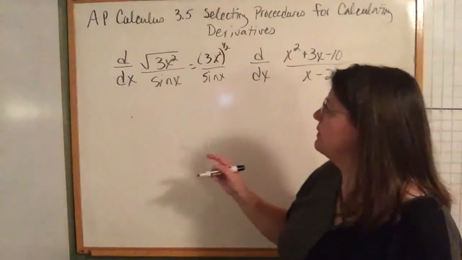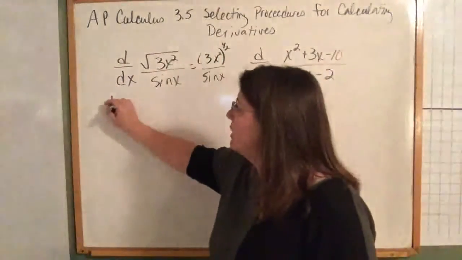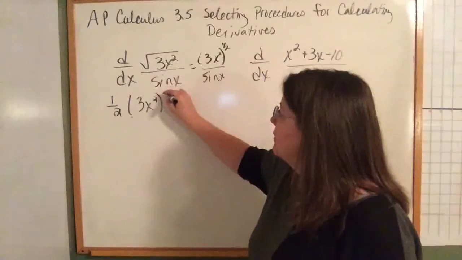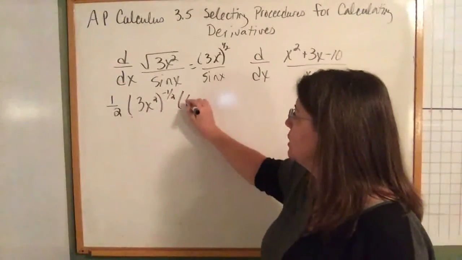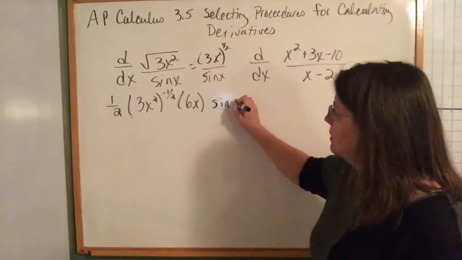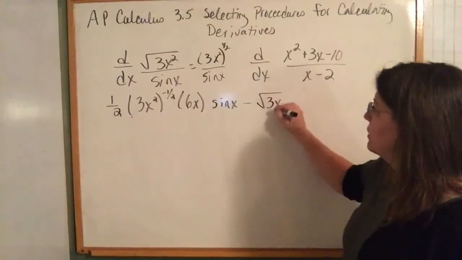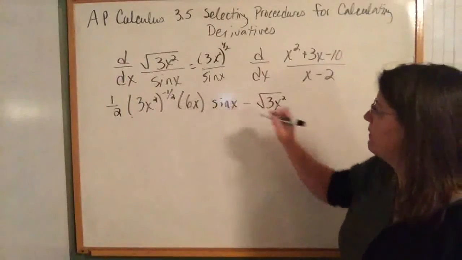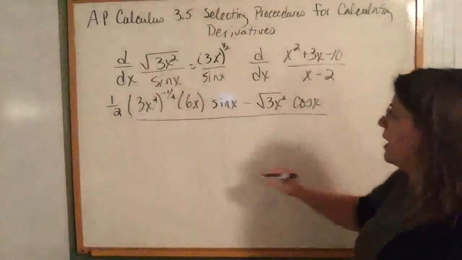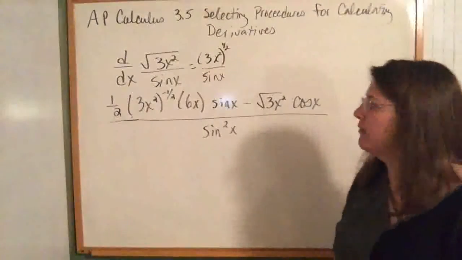So that's going to make things a little more complicated. To take the derivative, I first take the derivative of the top. Well, that derivative of the top utilizes the chain rule. I've got 1/2 times 3x squared to the negative 1/2 times the inside part, which is 6x. I multiply that times the original bottom, sine x, minus the original top, I'm going to write that as square root of 3x squared, times the derivative of the bottom, which is cosine x, and that's all over the bottom squared, sine squared x.